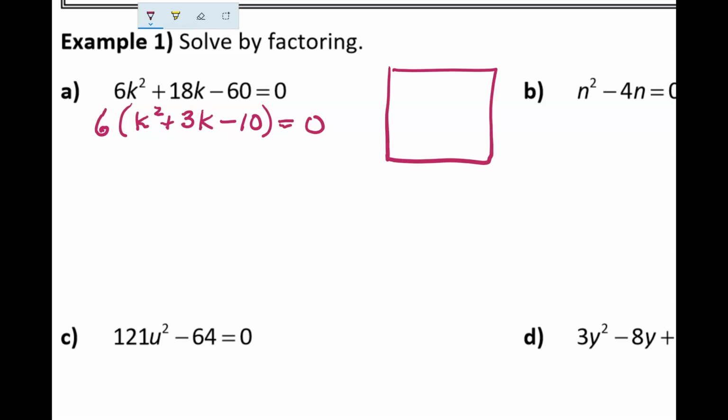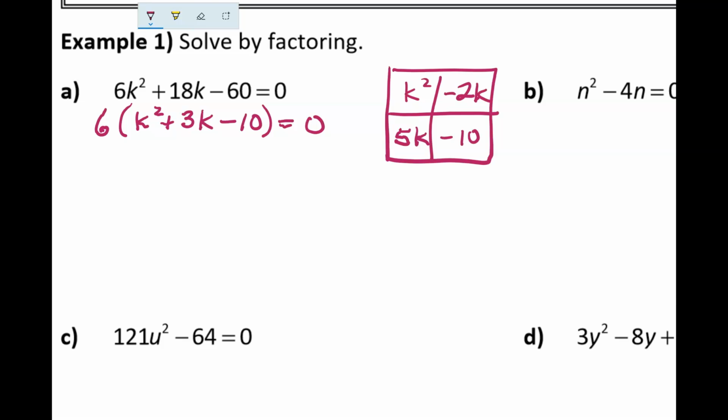I factor in a box, put my first term, k squared, and my last term in the upper left and lower right corners. And then I look for the coefficients of those two terms times each other. So 1 times negative 10 is negative 10. And look for a pair of factors that adds up to positive 3. So that would be positive 5k and negative 2k. That's splitting the middle term.